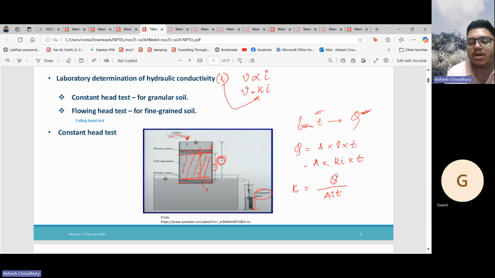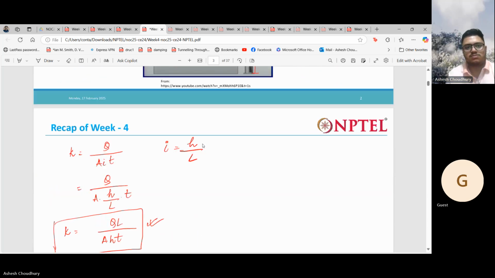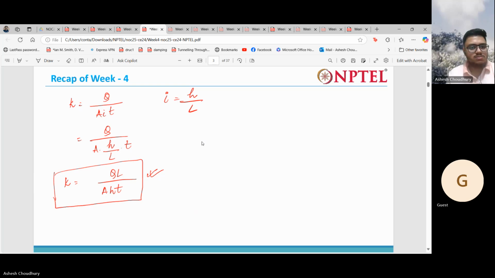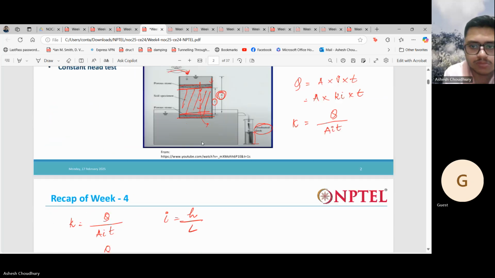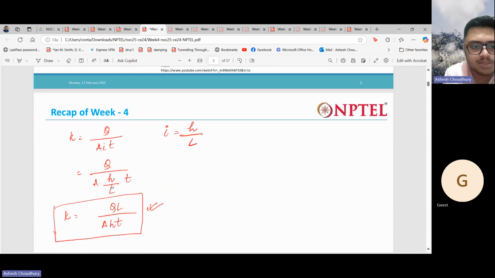So if you get capital Q, you divide by the area of flow, the area of cross section of the soil, times i, that is the hydraulic gradient, times the time required for that amount of water to get accumulated in the jar. Then you can find out the K. K is nothing but the hydraulic conductivity. So in K = Q/(A i t), you can replace i by h/L, so K can become QL/(AHt).